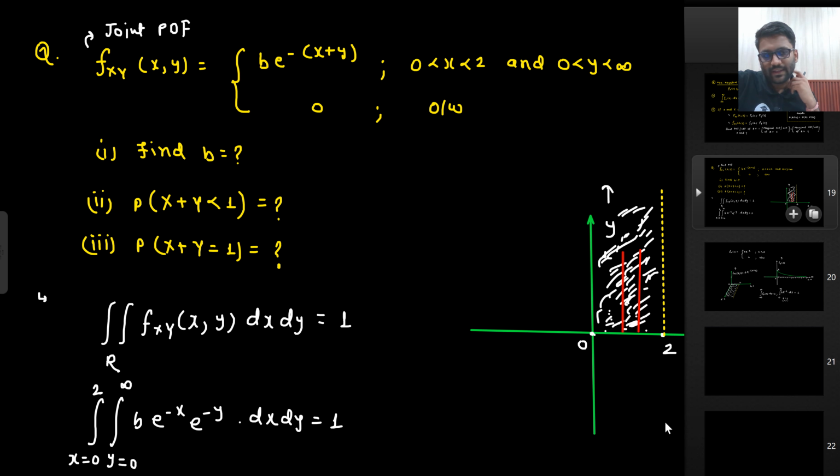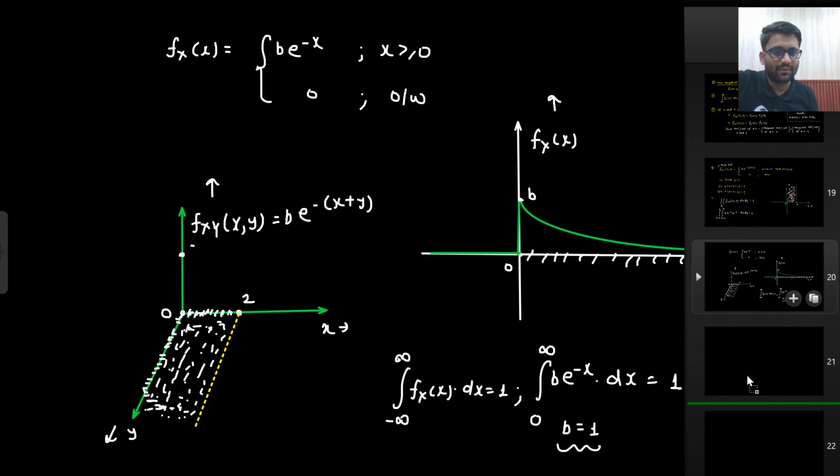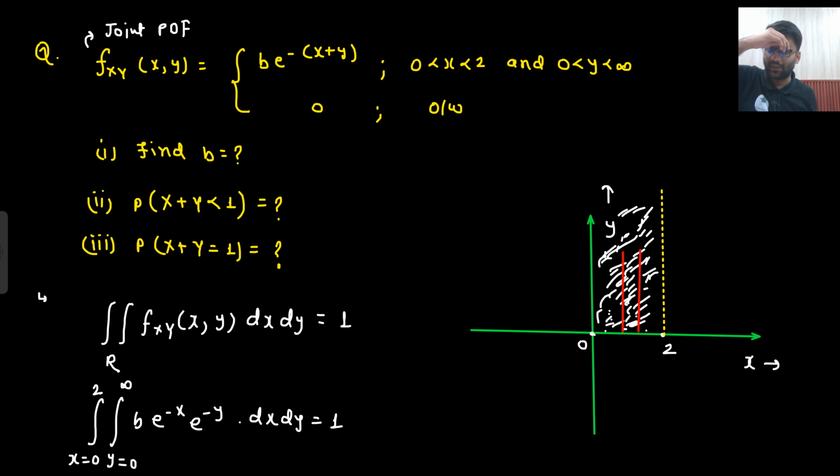So what I should do is keep this on the second page, and let's keep it here. So I will solve it. How will I solve it? Since constant limits are there, you can integrate with respect to x and you can integrate with respect to y differently, because constant limits are there.